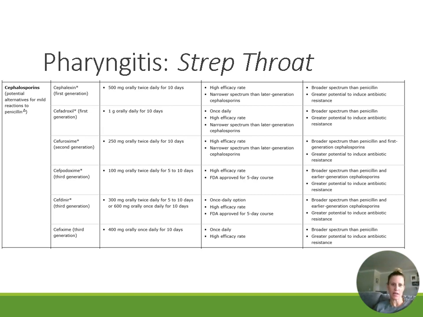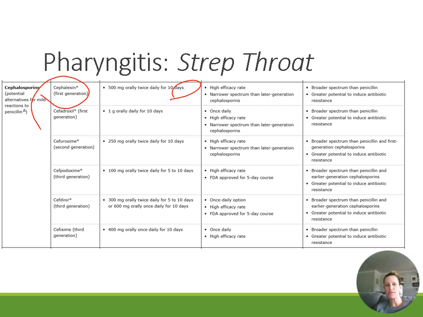This is just showing us the possible alternatives if patients have a penicillin allergy. This here is just listing out the cephalosporins. Again, generally we would use a first-generation cephalosporin like cephalexin. This is also going to be for 10 days. Cephalosporins, again, are only used if the patient can't take the penicillin or amoxicillin. So if they have a mild allergy or they know that they're not allergic to cephalosporins, you can go ahead and give them the cephalexin.